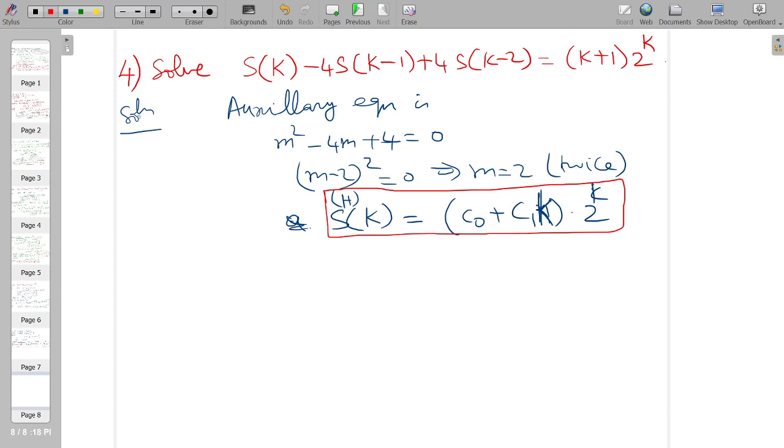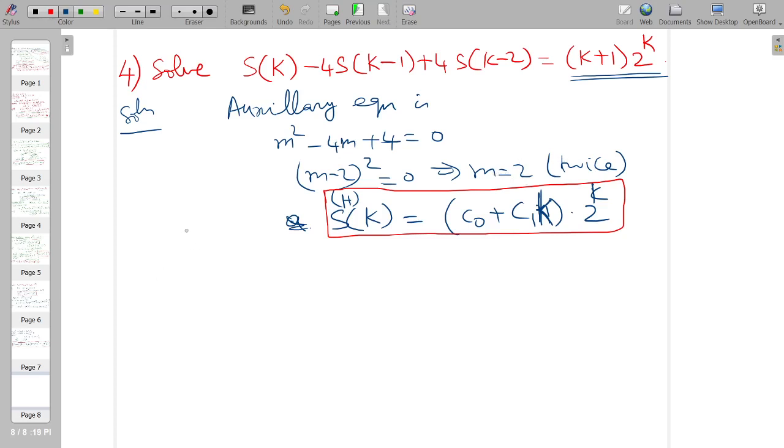Now what you have to do is find the particular solution, and in the particular solution you have a product of a polynomial (k plus 1) multiplied by 2^k. And now if you look at this, 2 is again a root of the characteristic equation, and that also gets repeated 2 times.